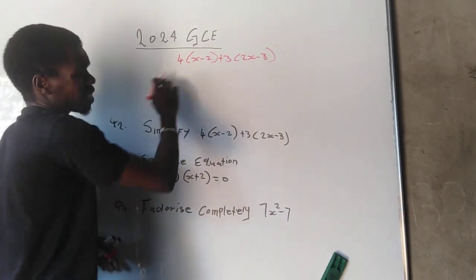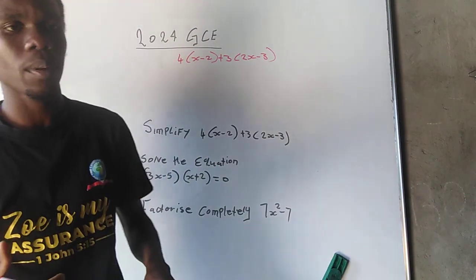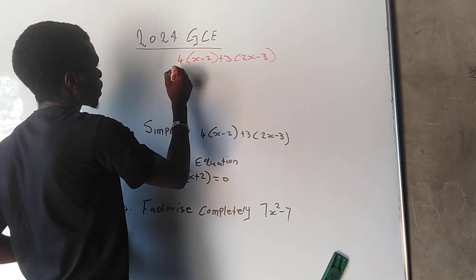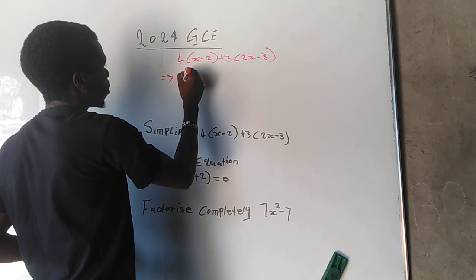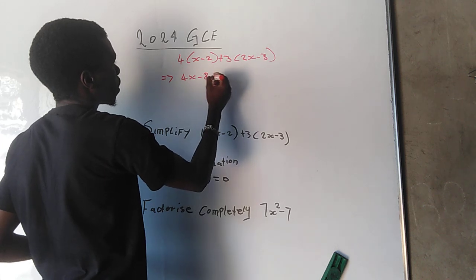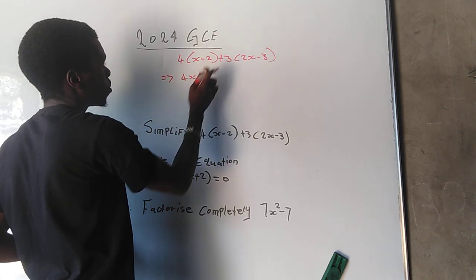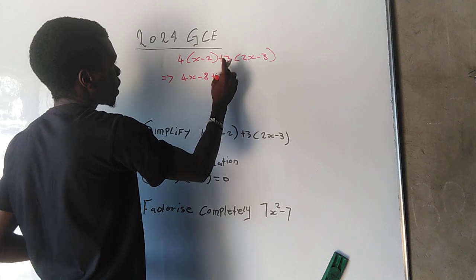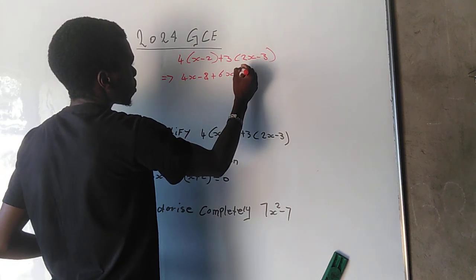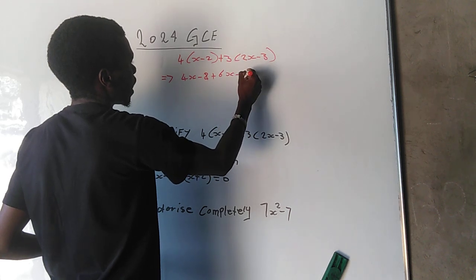The number that is outside the bracket is going to multiply with everything that is inside the bracket. I'm going to have 4x minus 8, because 4 times negative 2 is negative 8. Plus 3 times 2x, I'm going to have 6x. 3 times negative 3, negative and positive, it's a minus, 3 times 3 is 9.